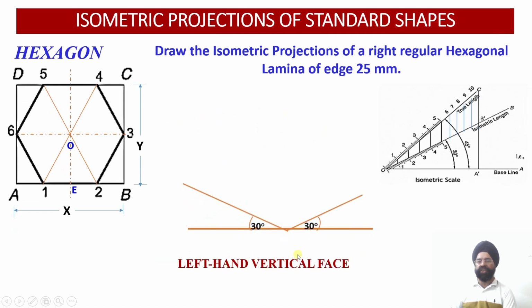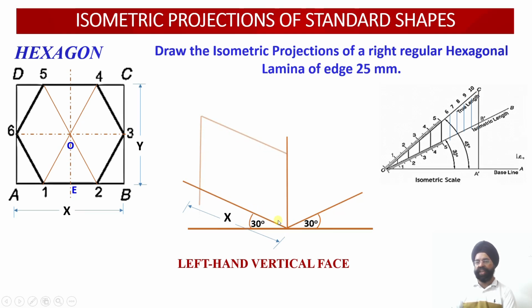The other orientation is the left hand vertical face. So in the left hand vertical face, I am looking from this side, so I need only the x-axis and the y-axis. I don't need the z-axis as of now. On the x-axis, the longer edge has been developed, and on the y-axis, the y edge, that is the edge BC length, has been marked over here. So AB length has been marked along the x-axis, and along the y-axis, length equivalent to BC, that is y, has been marked.